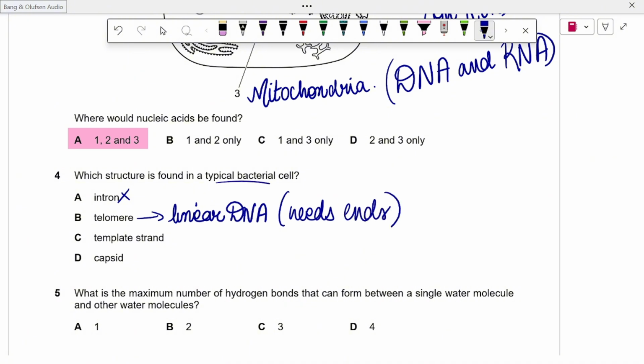And a bacterial cell, you know, has circular DNA. Template strand is found in your bacterial cell because it has its own circular DNA. So template strand will be found. Capsid is present in your virus only. According to your course, it is present in virus only. So the correct option is C.